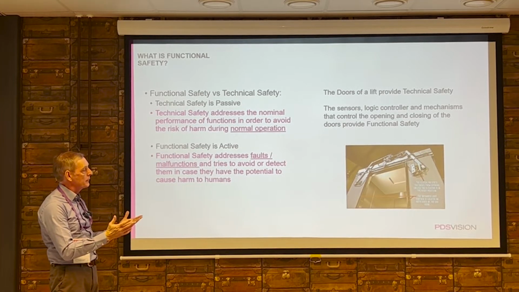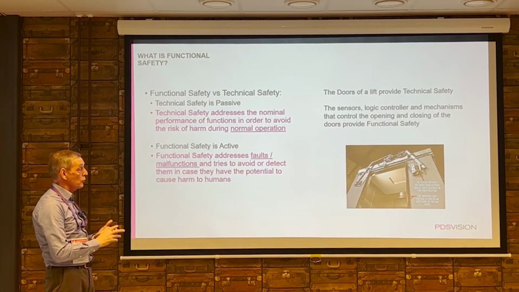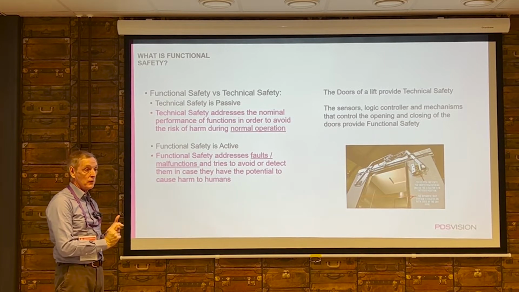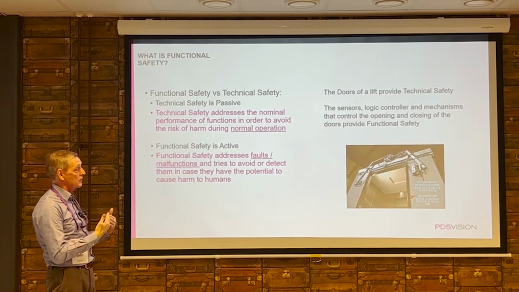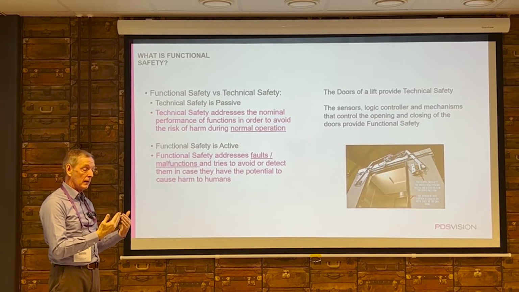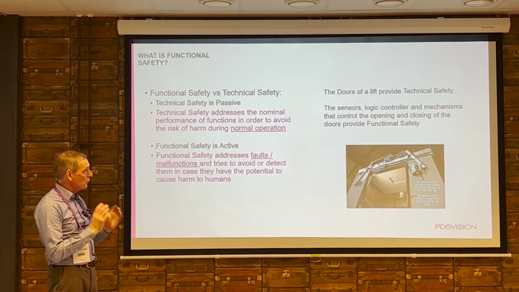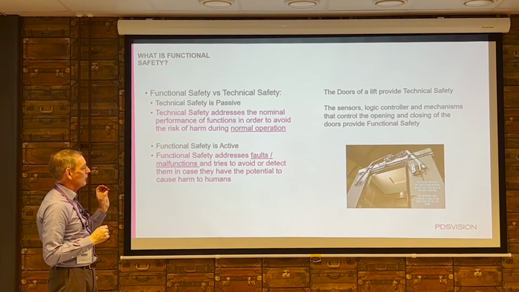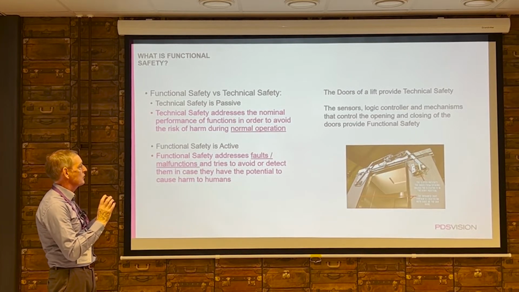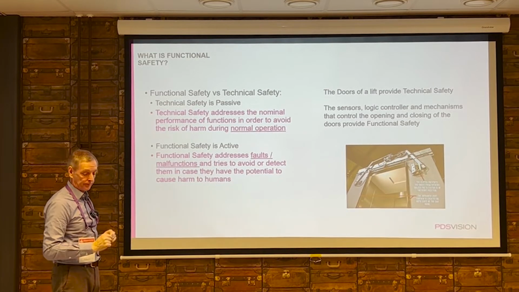This is a lift and how a lift might work. The lift doors are not functional safety. They're passive, and they are known as technical safety. They stop accidents from happening. They stop people falling out or getting trapped as the lift goes up and down. But the functional safety element of it, which is what we're talking about today, is the sensors and the equipment that is used to prevent those doors from opening or closing incorrectly.